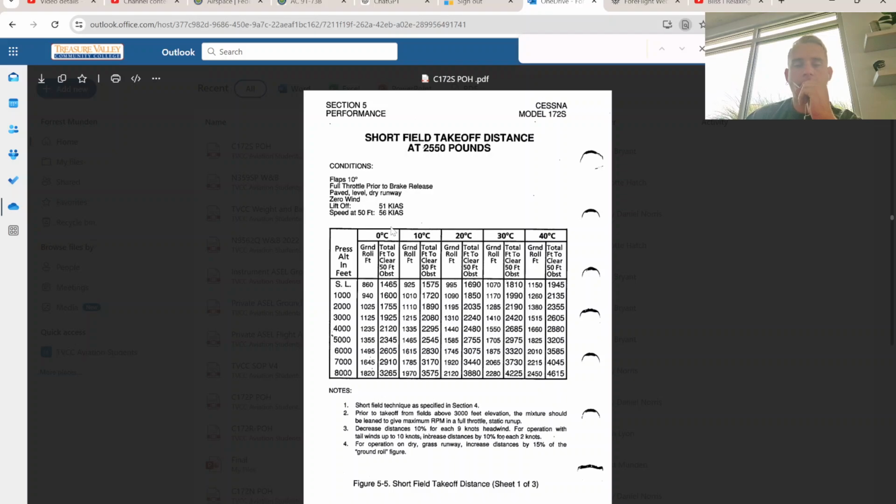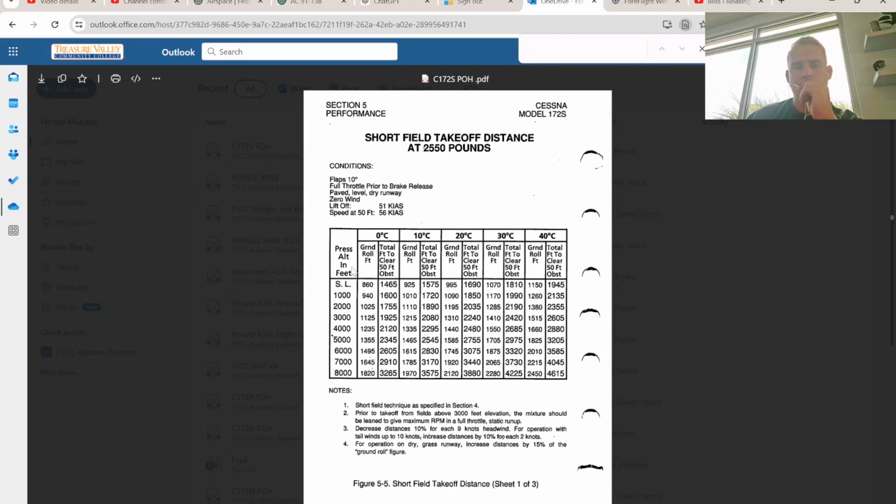Okay, this is already telling us what the density altitude is, because remember, pressure altitude is the height above the standard datum plane, and density altitude is pressure altitude corrected for non-standard temperature. Here is our non-standard temperature, guys. So you don't need to.